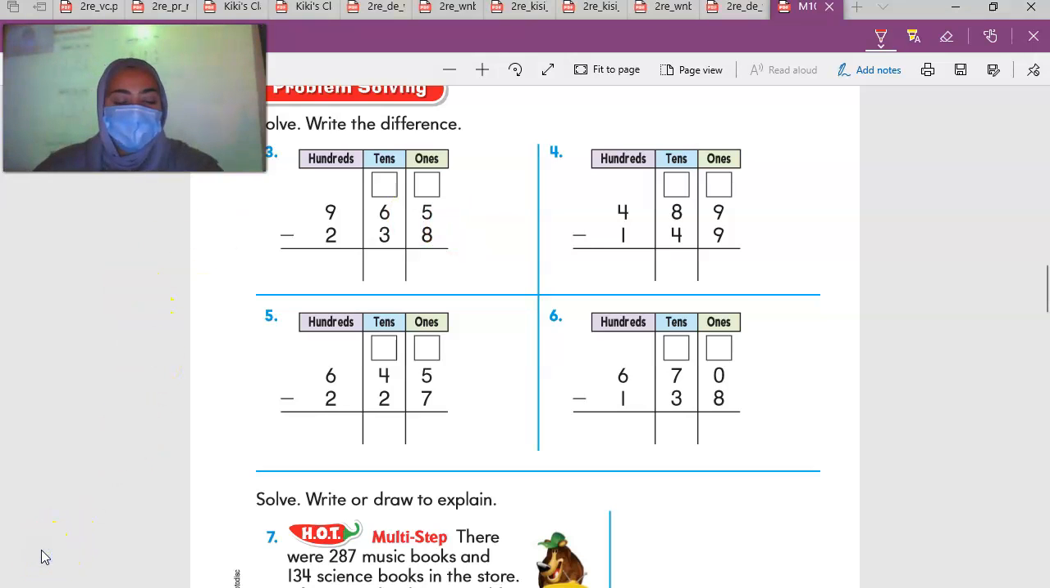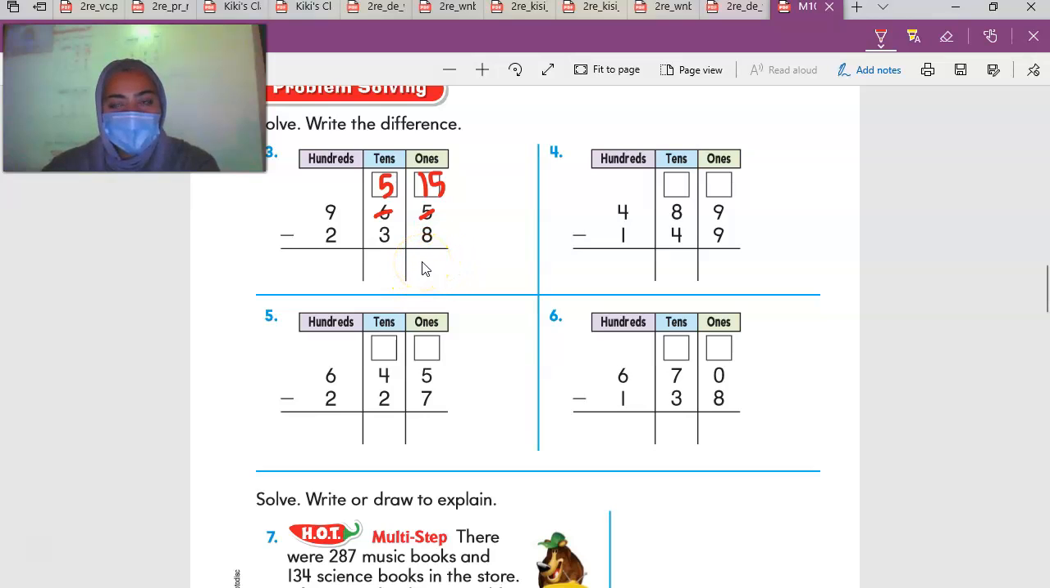Okay, let's review what you've done. 5, take away 8. Can we do that? No. The top number is smaller than the bottom number. You have to regroup. 6 becomes a 5 because we take 1 ten away from 6. 6 take away 1 is 5. And then we add that 10 to the ones place. And 10 plus 5 is 15. So this becomes 15.